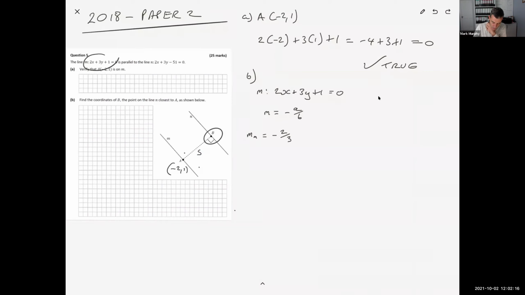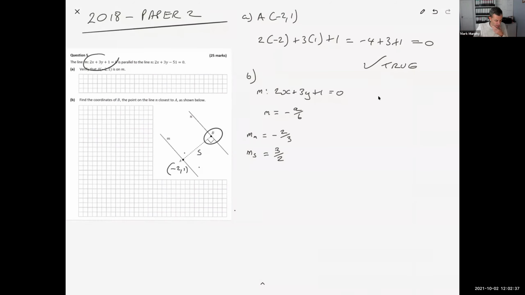Now, I'm going to call this line here S. There's probably a few ways to do this, but this is the way I did it. So I know the slope of S is perpendicular to M. So I know that it's minus 2 over 3 multiplied to give minus 1, so it's the inverse, equal to 3 over 2. In other words, if you multiply 3 over 2 by minus 2 over 3, you get minus 1. So now we're building up something.